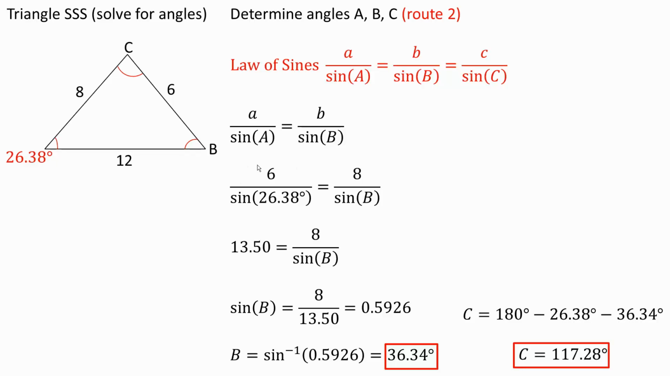So if you use a calculator, this piece right here is 13.5 is equal to 8 divided by sine B. If we isolate sine B, we would get sine B is equal to 8 divided by 13.5, which is this value here. Now use the inverse, so B is equal to sine inverse of this value, which is 36.34 degrees. And so now we know angle A and angle B, and so solving angle C is now very easy. 180 minus 26.38 minus 36.34, and we would get angle C is 117.28 degrees. And that's pretty much it for this video.